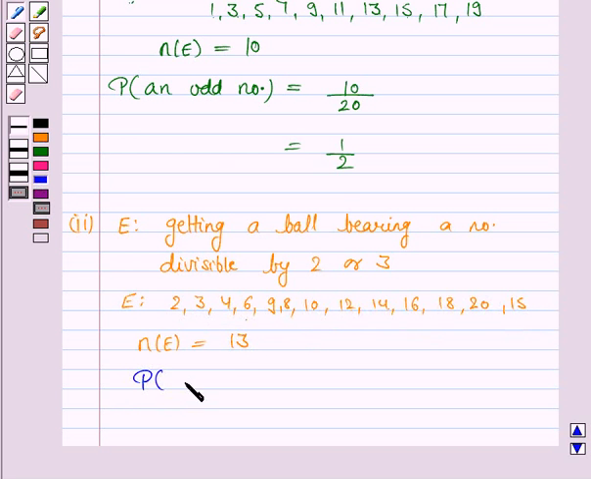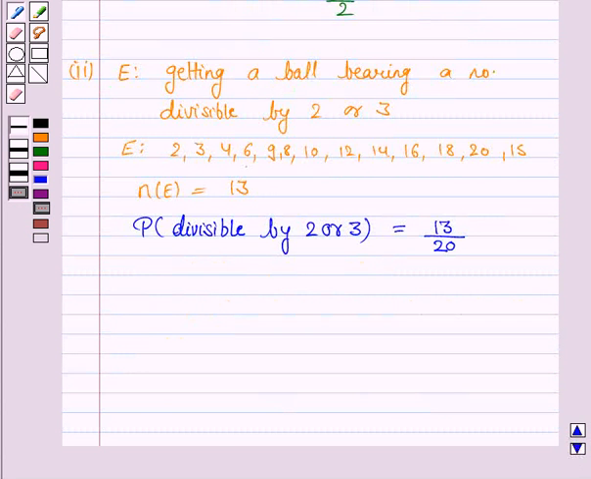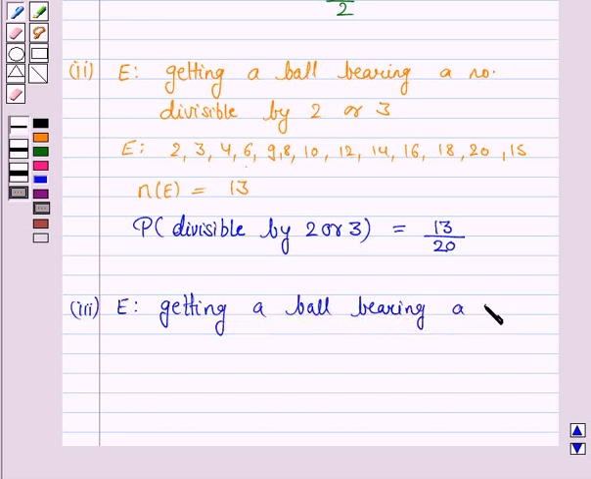So the probability of getting a number divisible by 2 or 3 is given by number of outcomes favorable to E, that is NE upon the total number of outcomes, and the total number of balls are given to be 20. Now in the third part, we have to find the probability that the ball drawn bears a prime number. So let E be the event of getting a ball bearing a prime number.